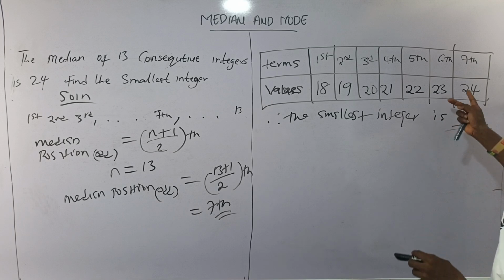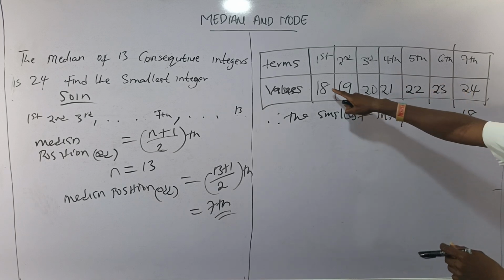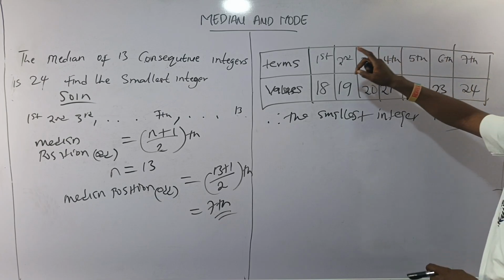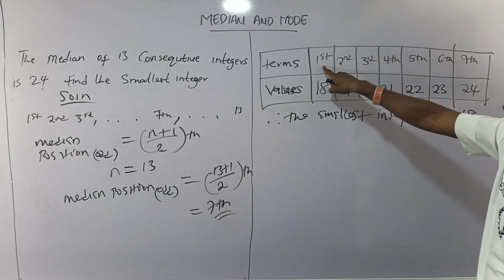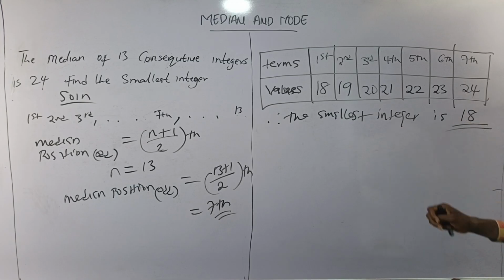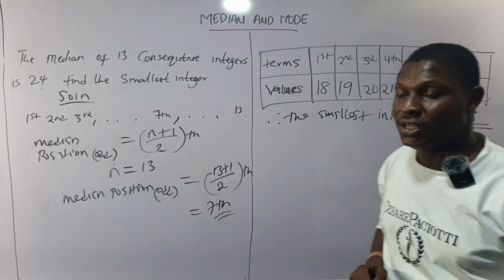In an exam, instead of doing this, since the difference between the first and the seventh term is simply 6, because 7 minus 1 gives you 6, you simply say 24 minus 6, which will still give you 18. And that's the solution. Thank you.